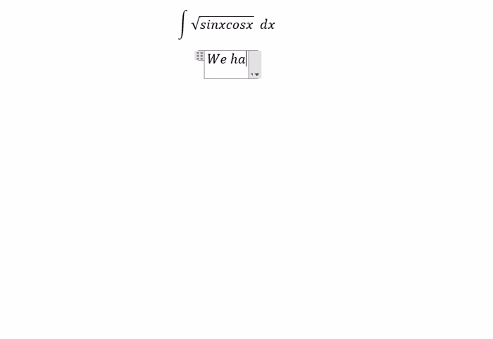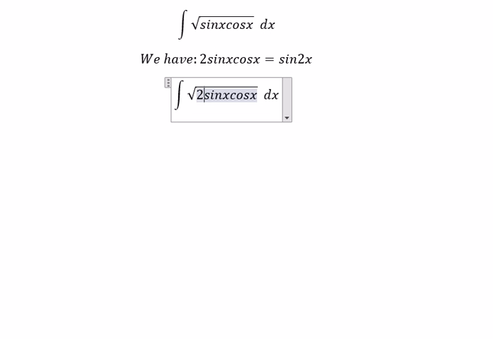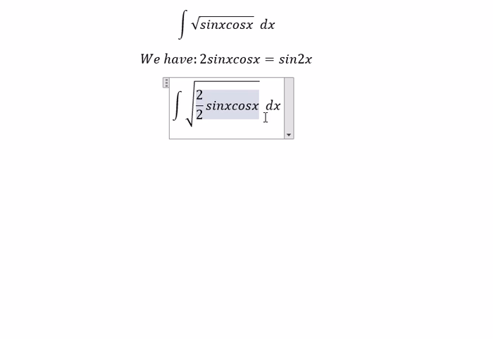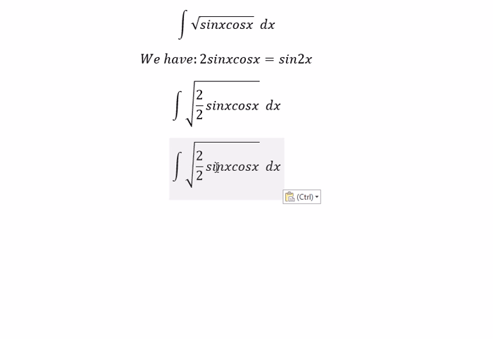We have 2 sin x cosine x equal to sin 2x. We will apply this formula in this situation. So we have 2 divided by 2. So 2 sin x cosine x we change for sin 2x.